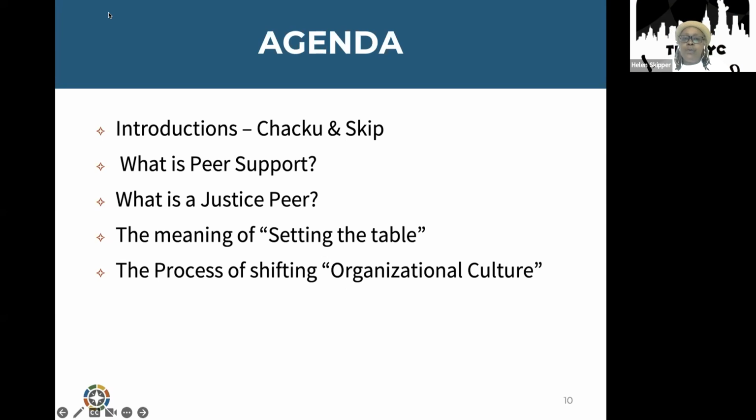Run through of our agenda here. We're going to talk about setting a table, which is really the first step of implementing a directly impacted, or as we like to say, justice peer into your organizational culture. And then we're going to talk about the process of shifting the organizational culture to welcome the directly impacted peer into the organizational culture without perpetrating and causing further harm.